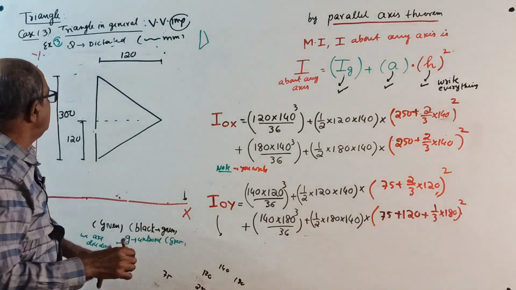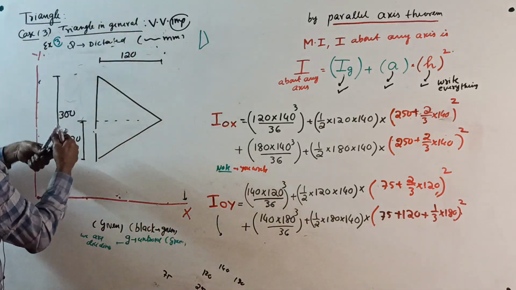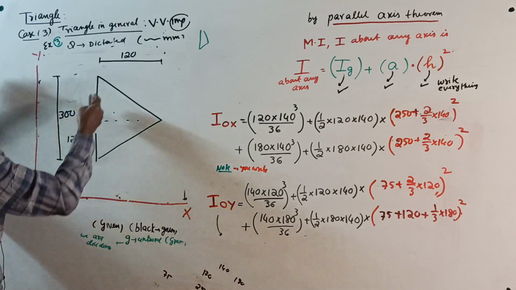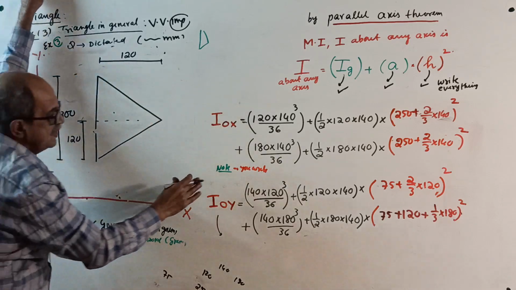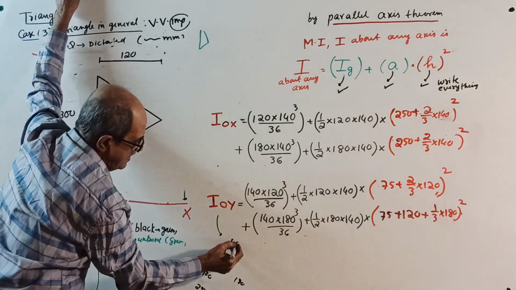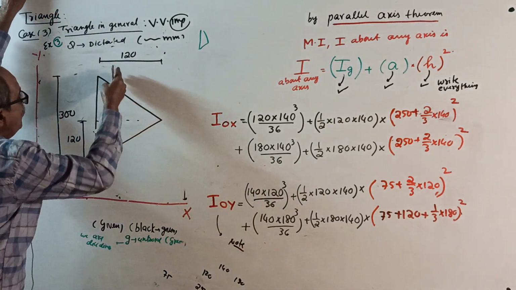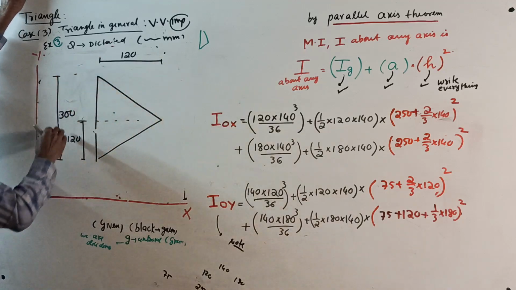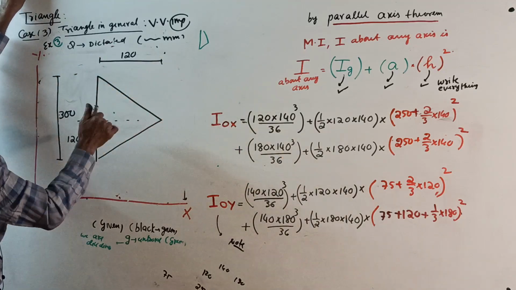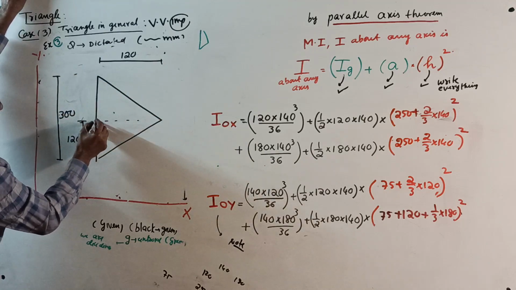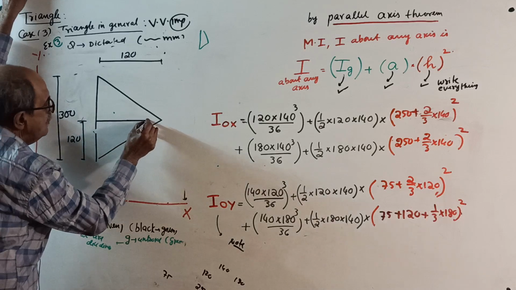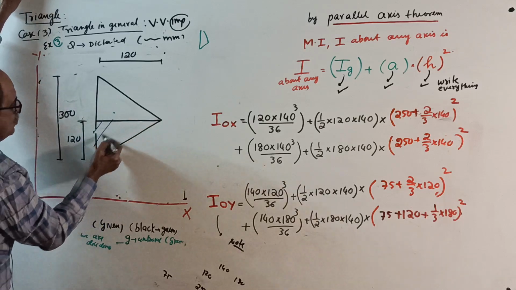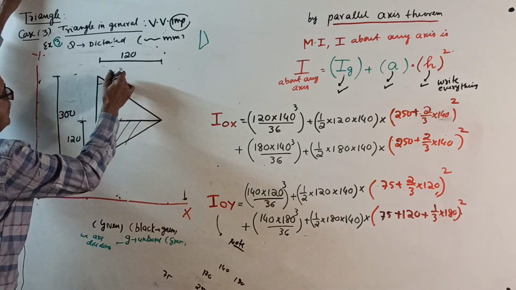Then write. See, here, the centroid will be somewhere here. When you want I about YY, there is no problem, the base is 300. But for XX there is a problem. Therefore, better you write the sketch and then write; better divide into parts. Make two parts here. One here, one here.